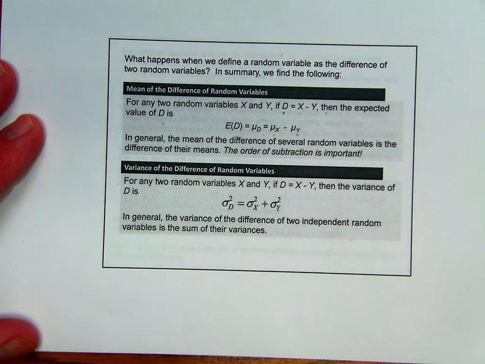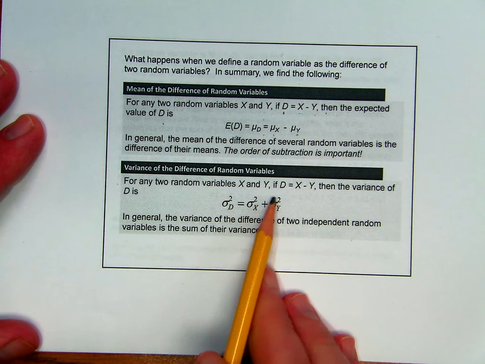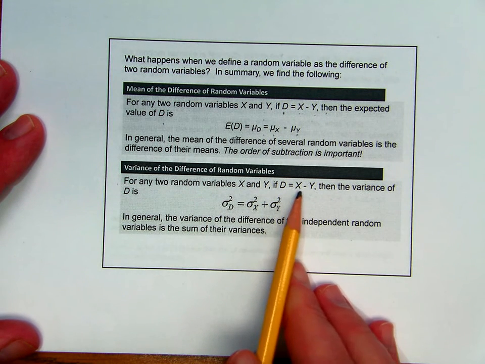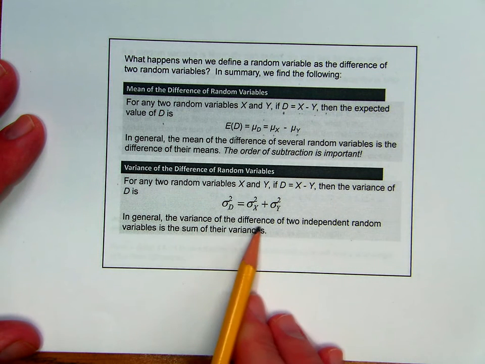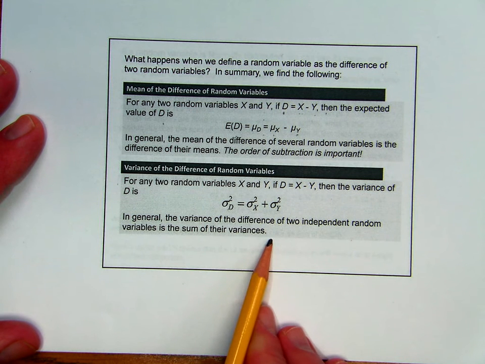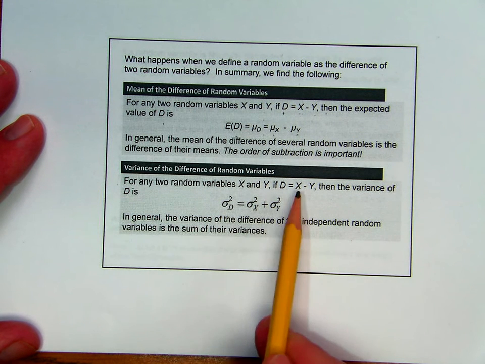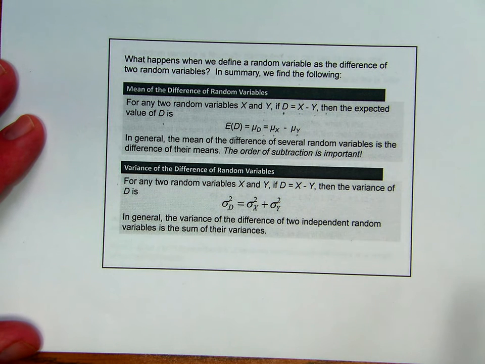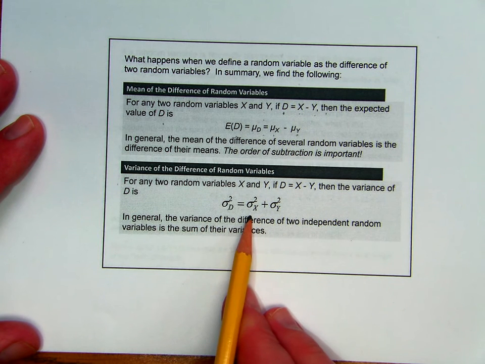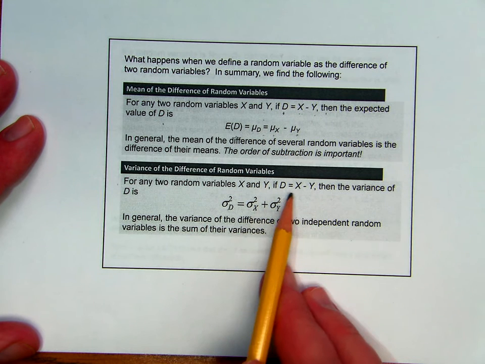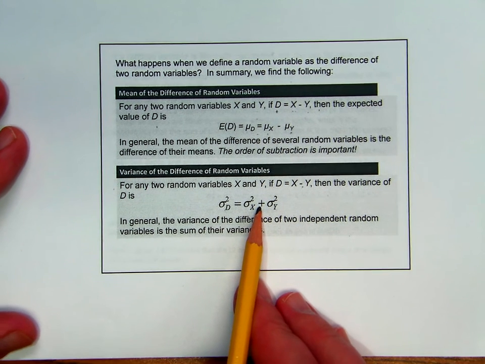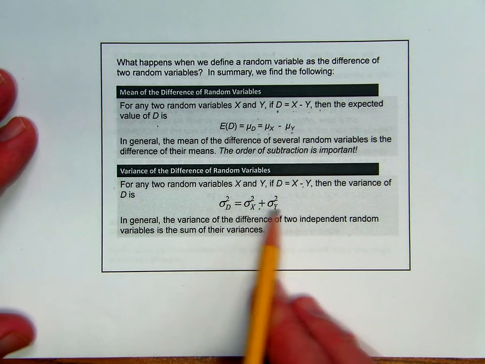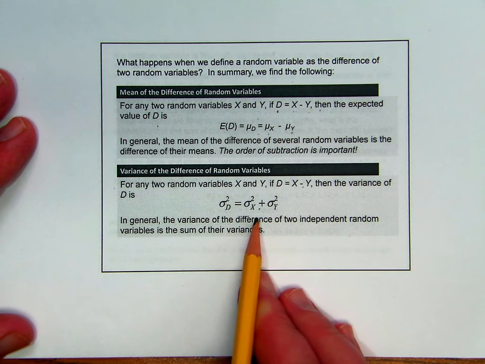Okay. What about variance? For any two random variables x and y, d is equal to x minus y, then the variance of d is. In general, the variance of the difference of two independent random variables is the sum of the variances. So these guys need to be independent. As long as they are independent, then we can deal with the variances, and whether this is an addition or subtraction, this is always an addition. And exactly why that is goes a little bit beyond the scope of our particular curriculum. This is just take the word of the authors that this is the case.